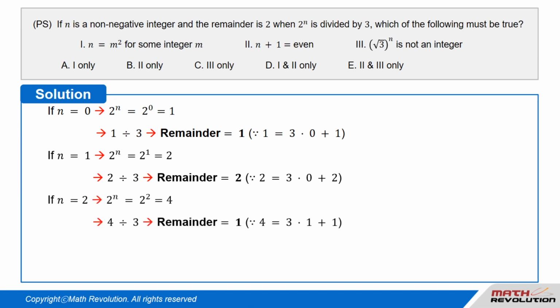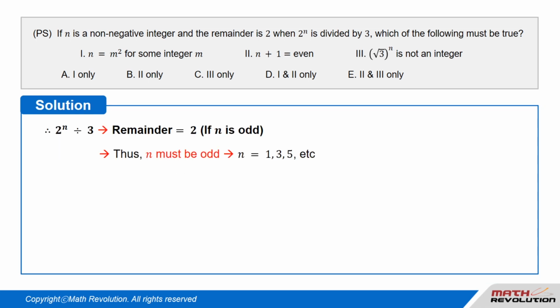Also, if n equals 2, then 2 to the power of 2, or 4, divided by 3 will give 1 as the remainder, since 4 equals 3 times 1 plus 1. Next, if n equals 3, then 2 to the power of 3, or 8, divided by 3 will give 2 as the remainder, since 8 equals 3 times 2 plus 2.